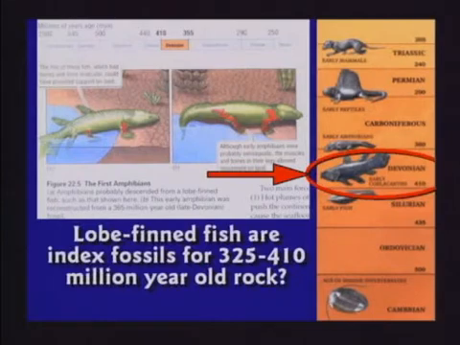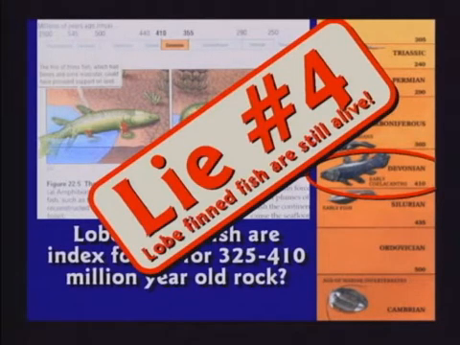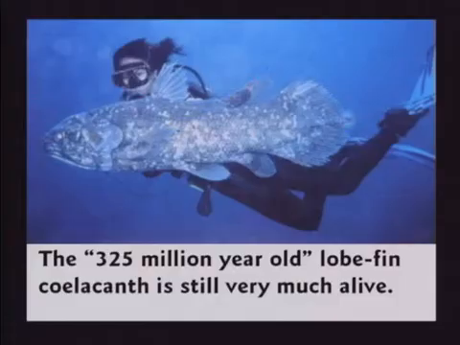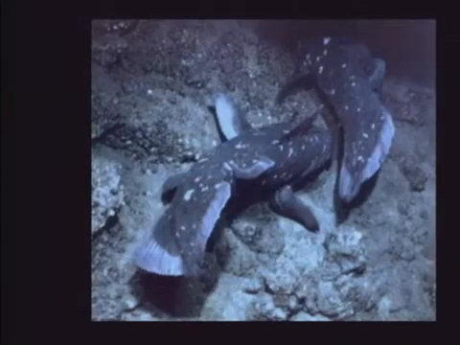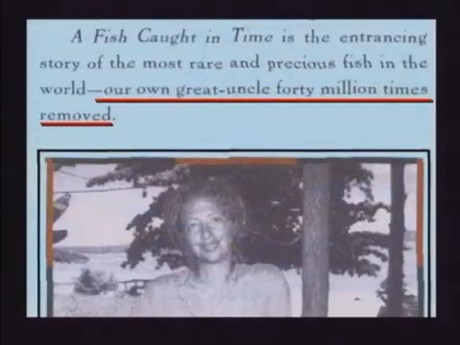This one shows the kids the Devonian period. It says this is from 325 million years ago. It has lobe-finned fish. They got a short leg and then the fin. Well, this is silly. Lobe-finned fish are still very much alive today. It's called the coelacanth. And when they first found the coelacanth still alive in 1938, they said, wow, would you look at this? They survived for 325 million years. It never dawned on them one time to question the geologic column. That thought never crossed their brain. This lady wrote a book about it, A Fish Caught in Time. Yes, boys and girls, this is our own great uncle, 40 million times removed. I'm not sure I can help somebody like that.